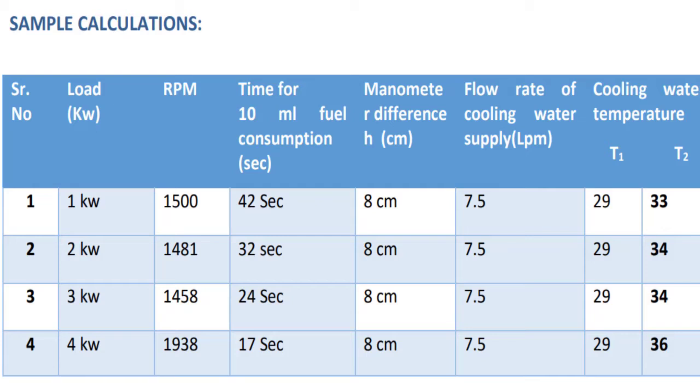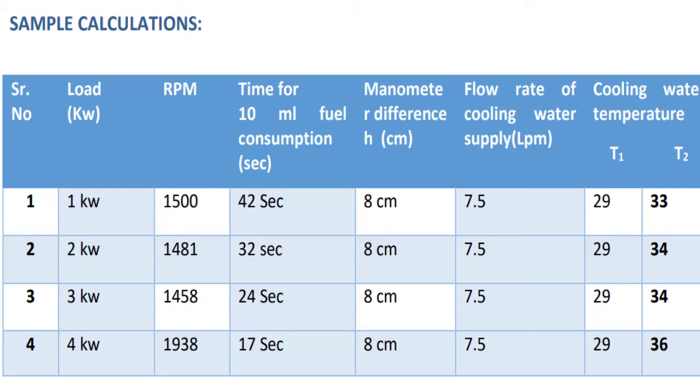We will observe the temperature. In most cases T1 remains constant, that is 29 degrees, approximately room temperature. And T2 will increase as we increase our loading condition. Here we are getting 33, 34 and 36 degrees. This is the basic table that we will use for our sample calculation. For calculation purposes, we will find the brake power, we will find fuel consumption, and thereafter we will plot our graph.